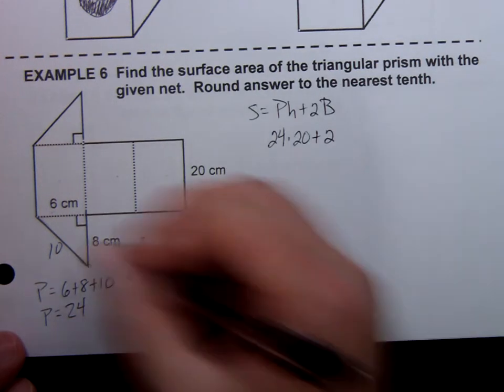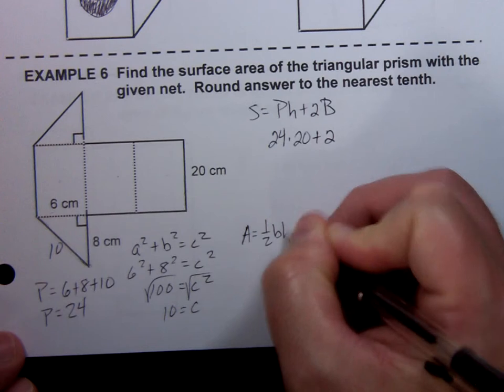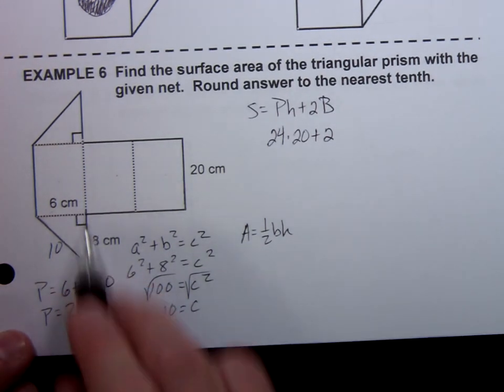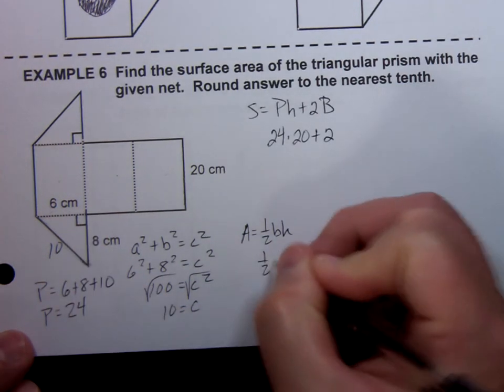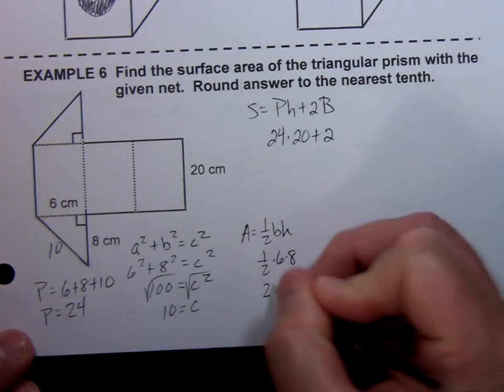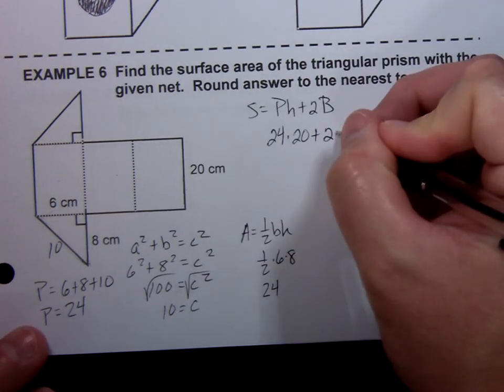Well, the base is a triangle, so the formula for area of a triangle is 1/2 times base times height. And remember, base and height are always perpendicular to each other. So the 6 and 8 are forming that right angle. Those are the base and height. It doesn't really matter which one's which. So I'll do 1/2 times 6 times 8. Gives me 24 for that one as well. So I know that the area of the base is 24.